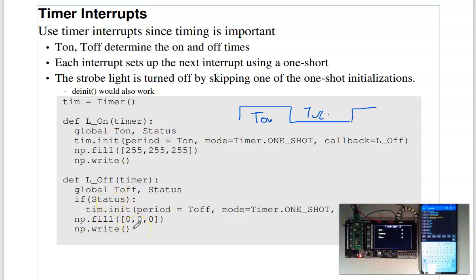There's a couple ways to turn it off. Here I've got a global variable called status. If status is 0, then I don't turn it on again. And so if this never happens, the strobe light stops running. What I could also do is just run a deinitialize command. That'll also turn off the interrupts. So either one works. I chose to use status.